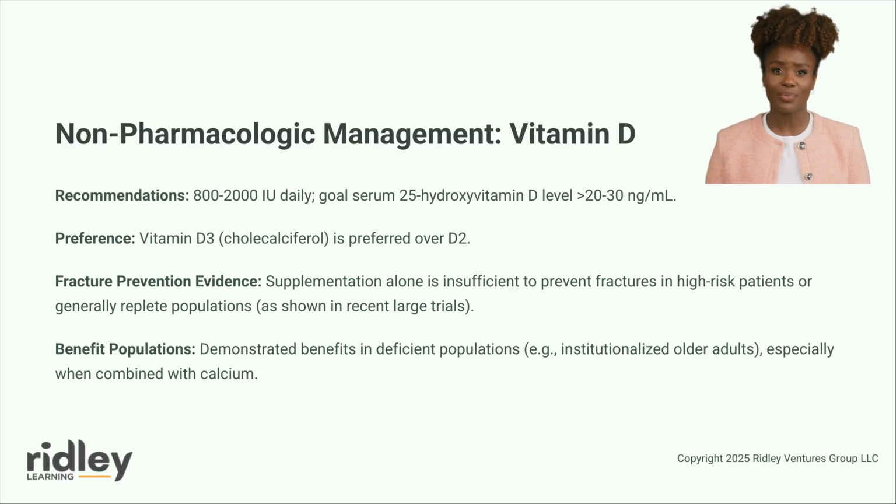The VITAL trial randomized over 25,000 generally healthy adults to 2,000 international units of vitamin D3 daily or placebo, and followed them for a median of 5.3 years. It found no significant reduction in fracture incidence with vitamin D supplementation. However, the study population was largely vitamin D replete at baseline, with mean serum 25-hydroxyvitamin D approximately 31 nanograms per milliliter. Participants were not selected for osteoporosis or elevated fracture risk.